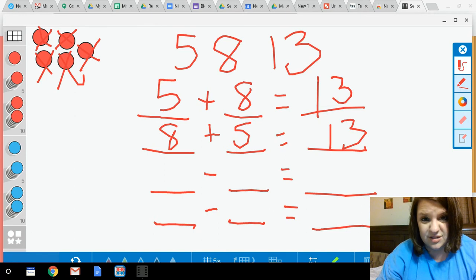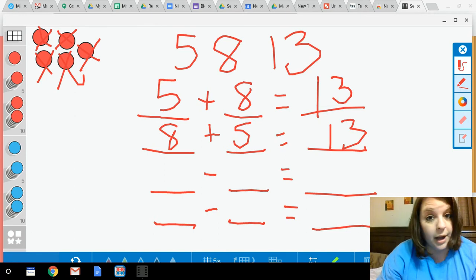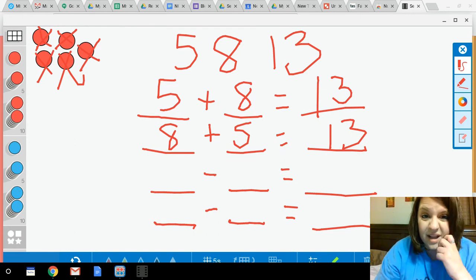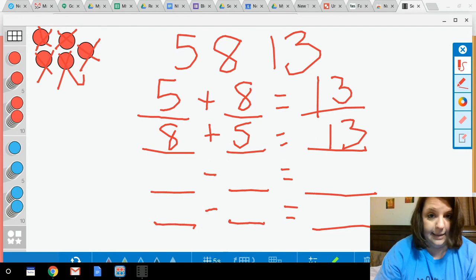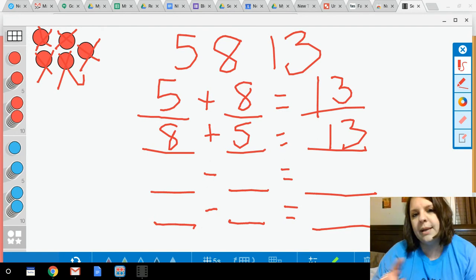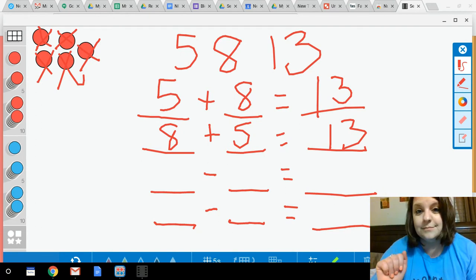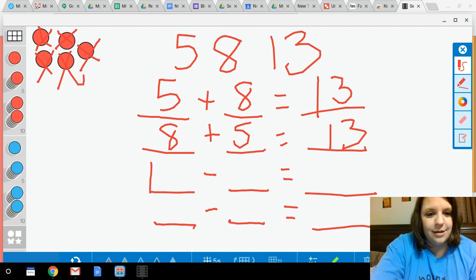Uh-oh. Do I have any more to take away? No, because I only had 5. And if I'm going to try taking 8 away, can I do that and make 13? So what number do I need to start with? Hint, hint, it's my favorite number. What is it? 13. You got it.